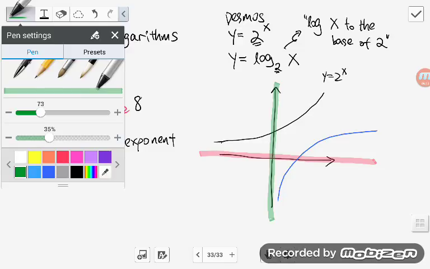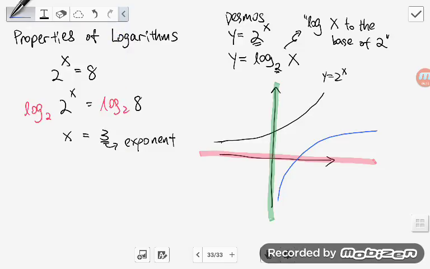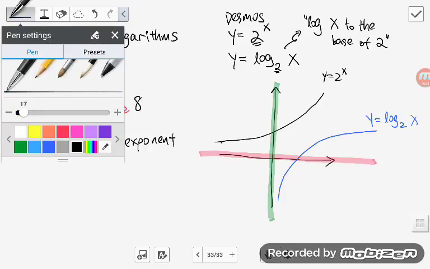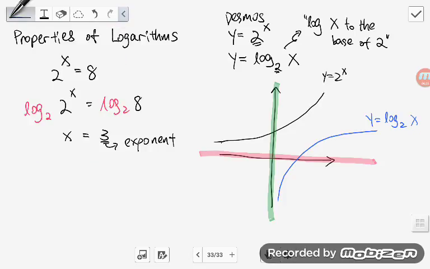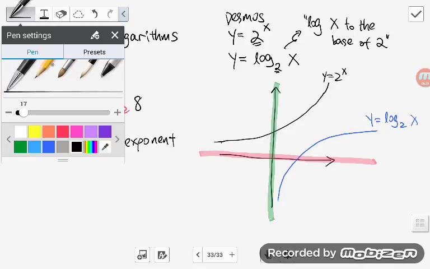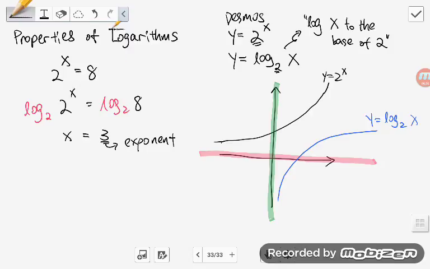Now, I want you to look more carefully at your graph. Do you see some kind of symmetry somewhere? Feel free to pause the video and look at your graph. There should be some kind of symmetry. So I'm going to tell you the symmetry is here.